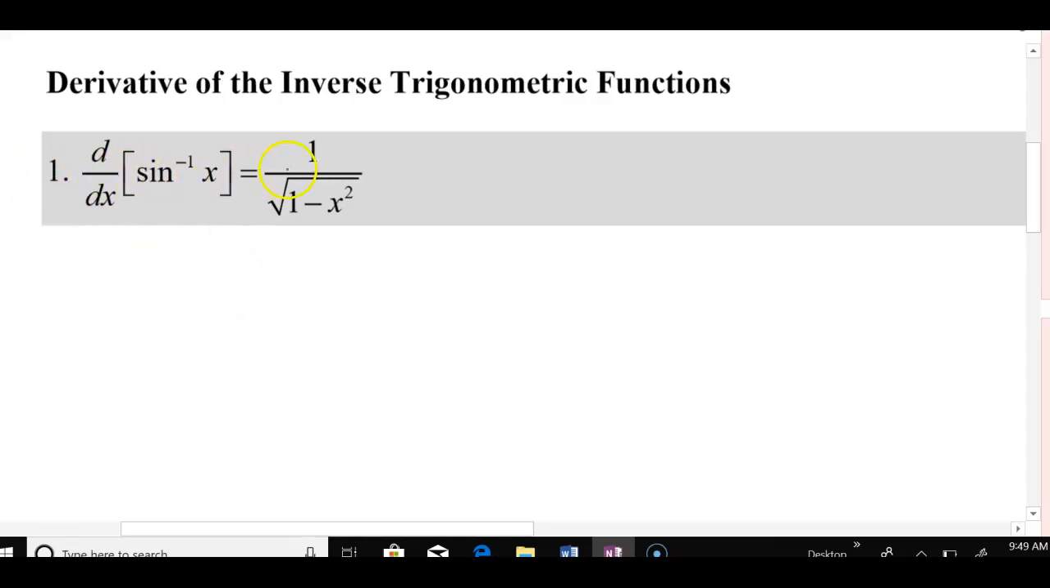The derivative of sine inverse is 1 over the square root of 1 minus x squared. So I'm going to go ahead and let y equal sine inverse x. Recall that by definition of the inverse trig function, if y equals sine inverse x, then sine y is going to equal x. Now I'm going to differentiate both sides with respect to x.